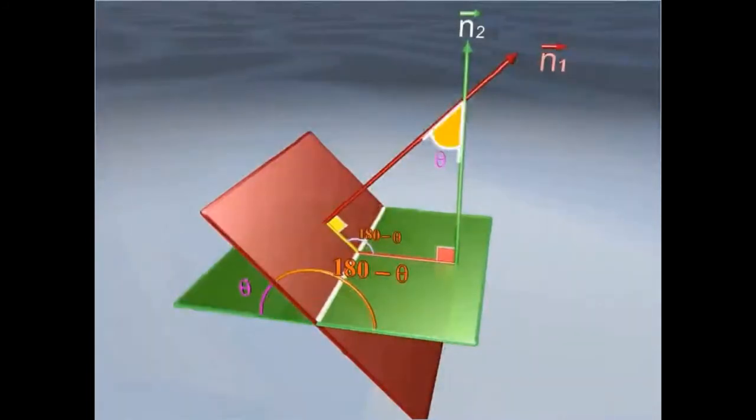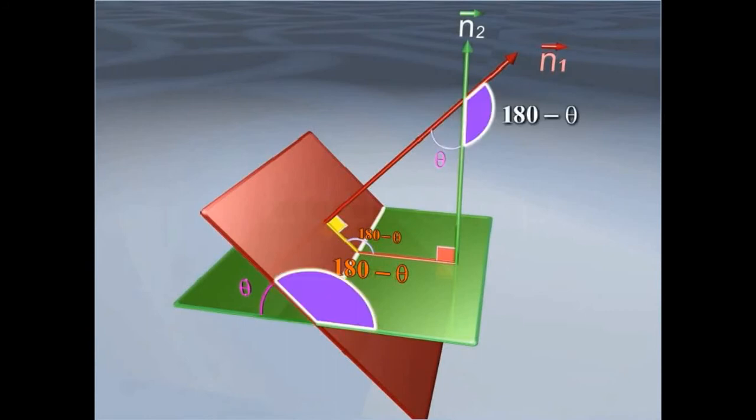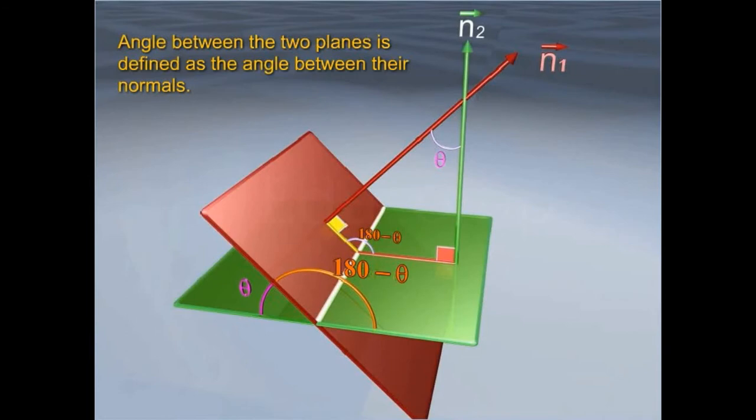The acute angle formed between the two normals is the same as the acute angle formed between the planes. Similarly, the obtuse angle formed between the normals N1 and N2 is the same as the obtuse angle formed between the planes. Thus, you can define the angle between the two planes as the angle between their normals.